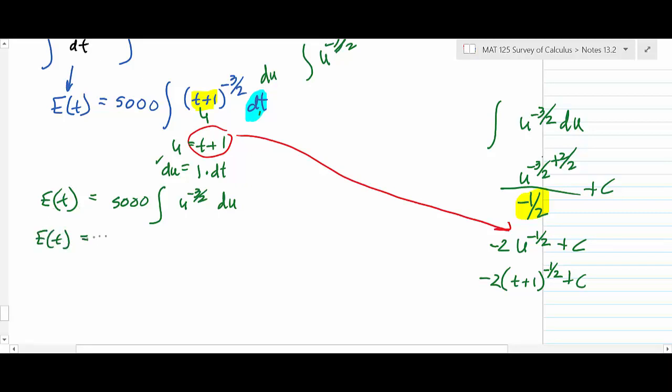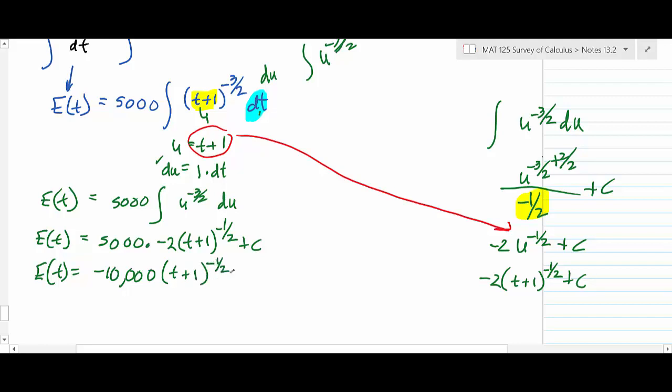We have e of t equals 5,000. We still have that. Then when we did the integral, the result was negative 2 times t plus 1 to the negative 1/2 plus c. Okay, and there's one more move you can do on this. You can multiply the negative 2 times 5,000 to get negative 10,000, and then t plus 1 to the negative 1/2 plus c. You could write that exponent as positive if you want to. So this is what we call the general solution. That's kind of a family of antiderivatives because of the plus c. Okay, so that's the first step.